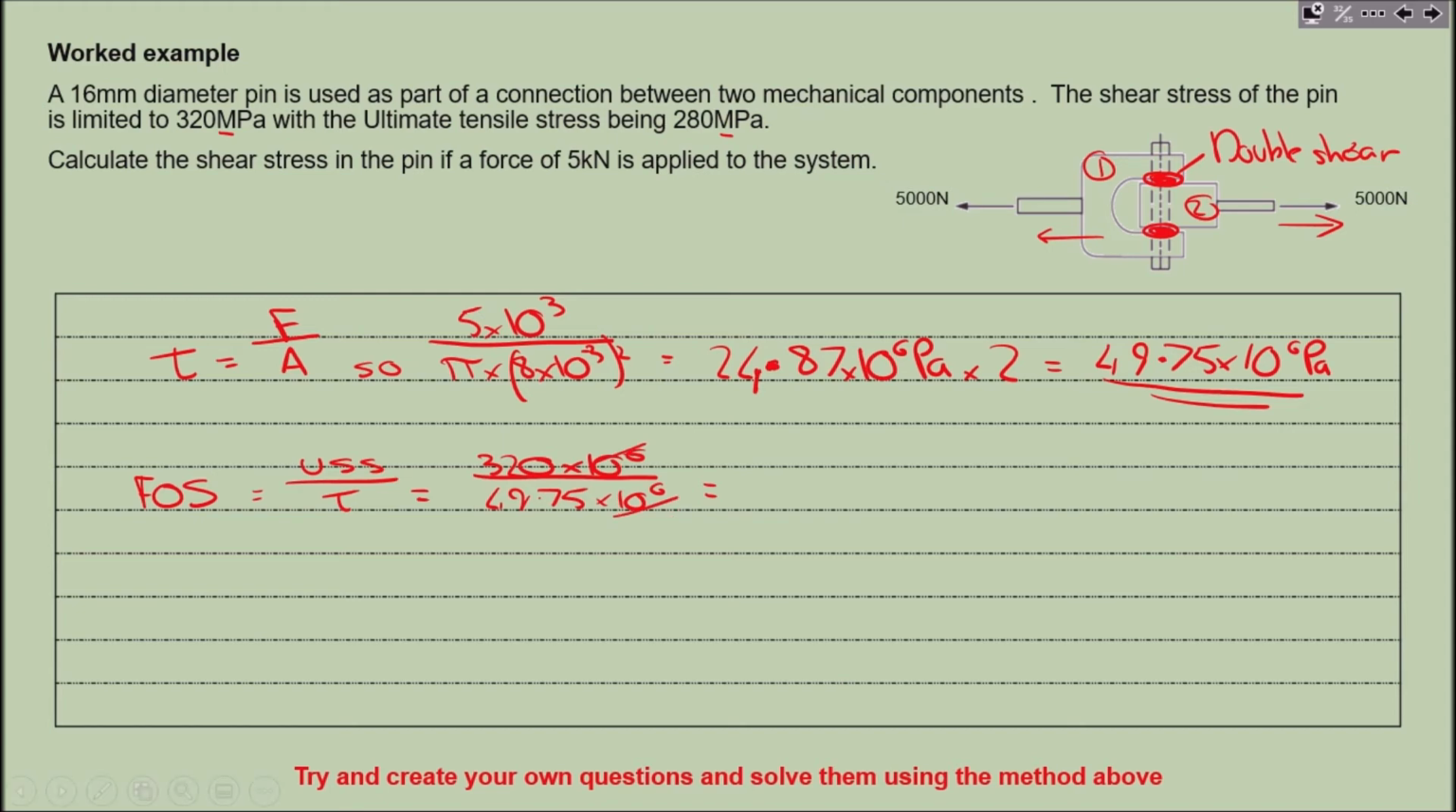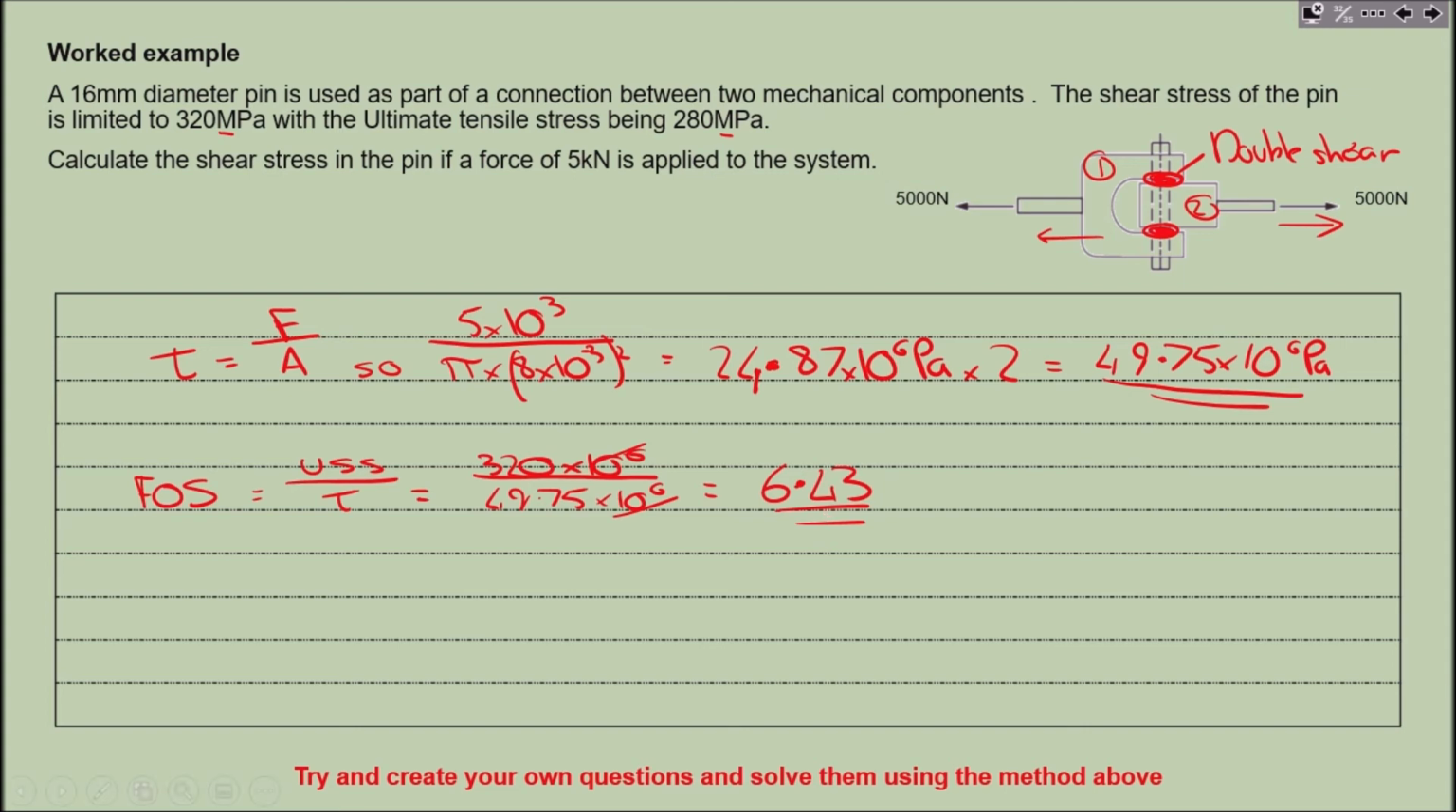So we'd have 320 divided by 49.75, and I'll give you a sec to pop that in your calculator. We've got a factor of safety of 6.43. Factor of safety is the ratio of how much it can withstand to how much stress is actually in it. So we've got a ratio of 6.43 here, which is quite high in this context.